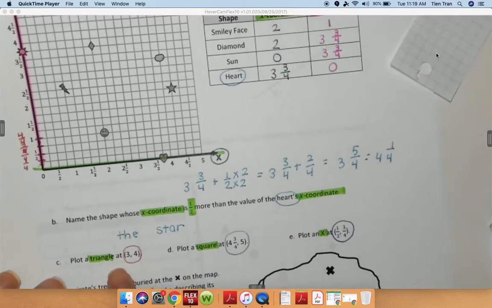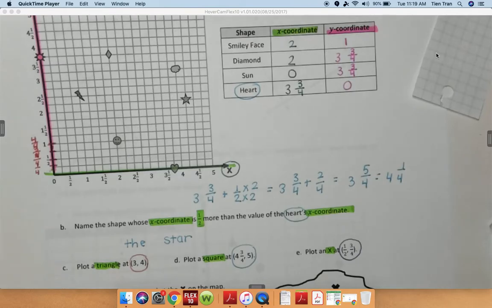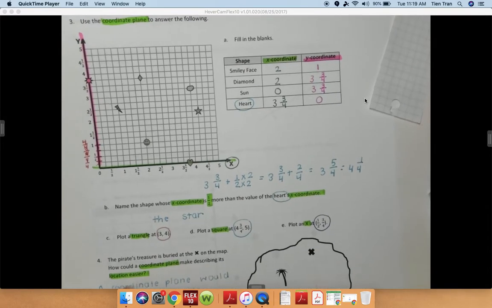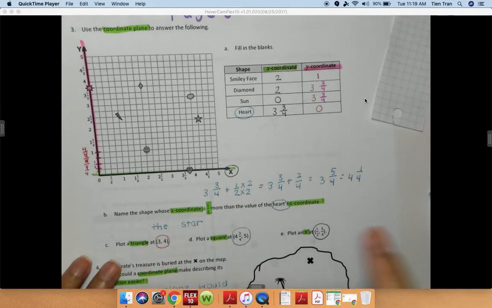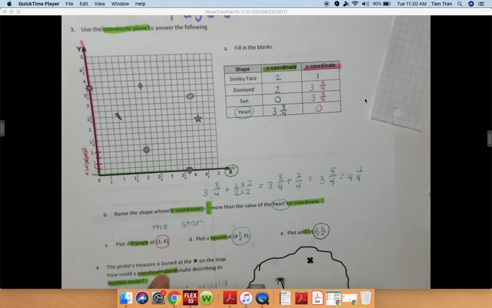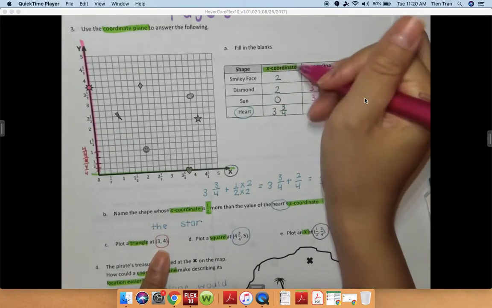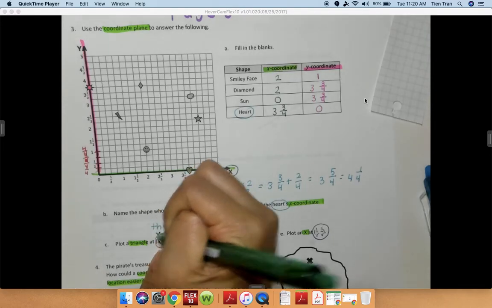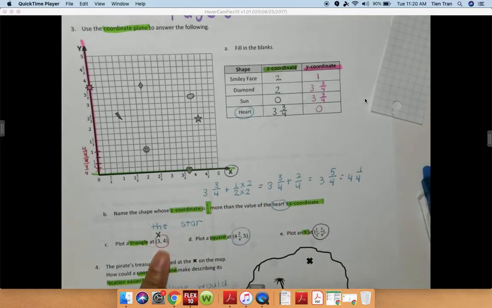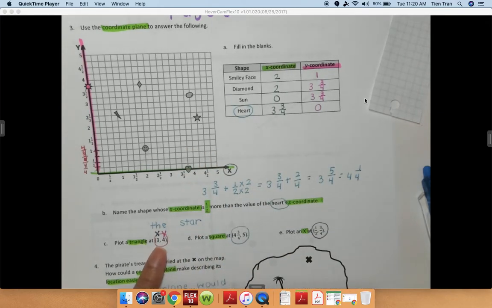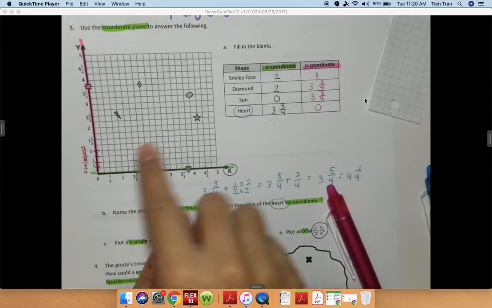Now, for problem C, it asks you to plot a triangle at 3, 4. I'm going to have to zoom out a little so you guys can still see the chart. Remember, my x-coordinate is always going to be on this side. So this is my x-coordinate, and my y-coordinate is always going to be the second one. So remember x, y.